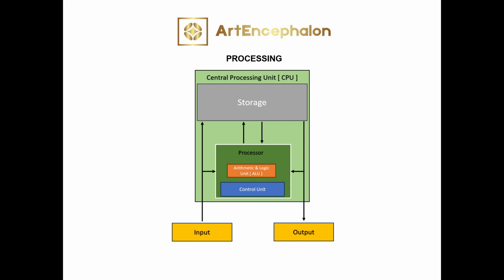Once you put memory together with the arithmetic and logic unit and the control unit, then you can call it a central processing unit. So here I have a bigger picture where I've written a central processing unit. We have included storage and then what we call the core processing, right?